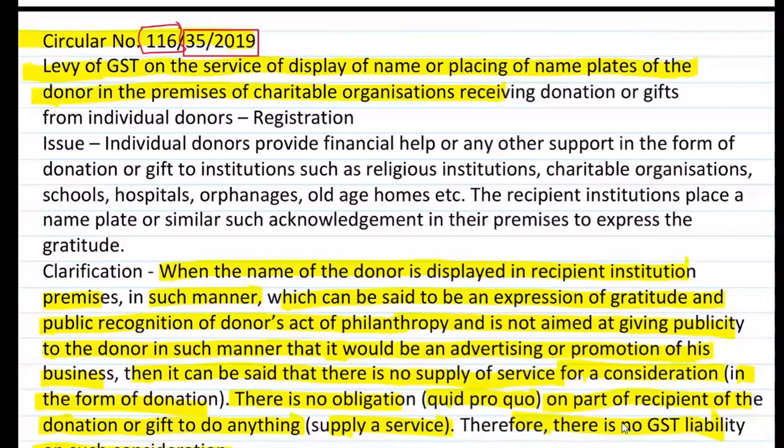The next circular, 116/35/2019, means overall 116th, but 35th of the year 2019. Levy of GST on service of display of name or placing of nameplates of the donor in the premises of charitable organizations receiving donations or gifts from individual donors.